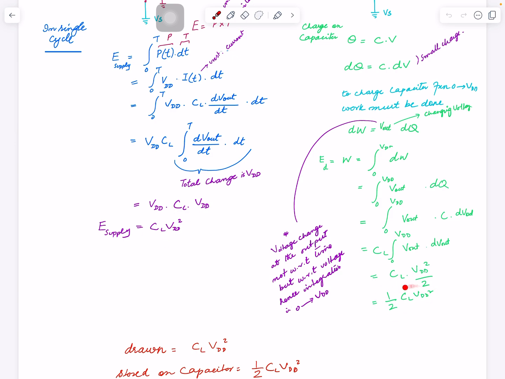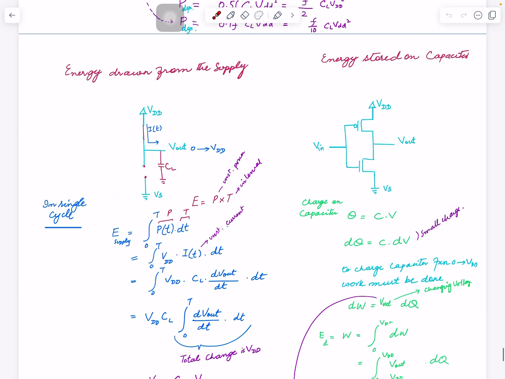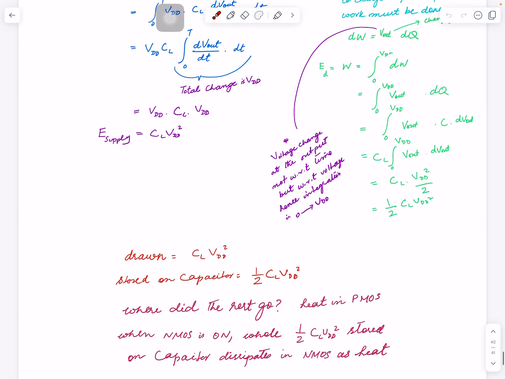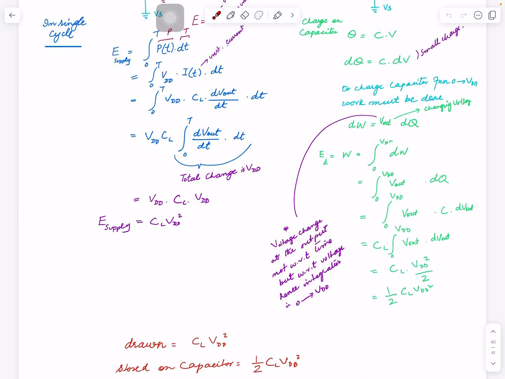And half CL VDD square was also important, because I said it's only half CL VDD square stored, not a full CL VDD square. It makes sense, because when charging this, there is a resistance on this path, so there will be some dissipation. But how much is it? Mathematics tells us that it is half and half. And this half doesn't depend on the transistor size and all that. It has to dissipate that. So the only way to reduce that dissipation in PMOS is to reduce this load, or reduce this voltage.